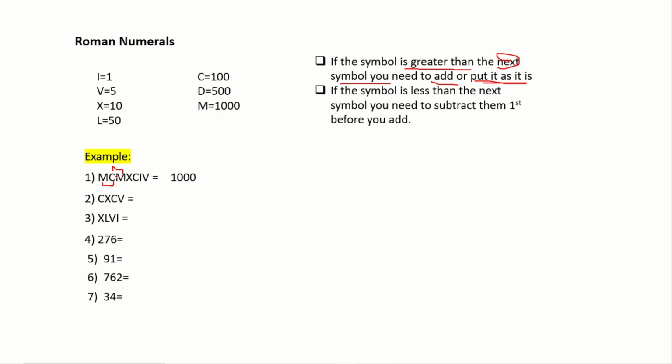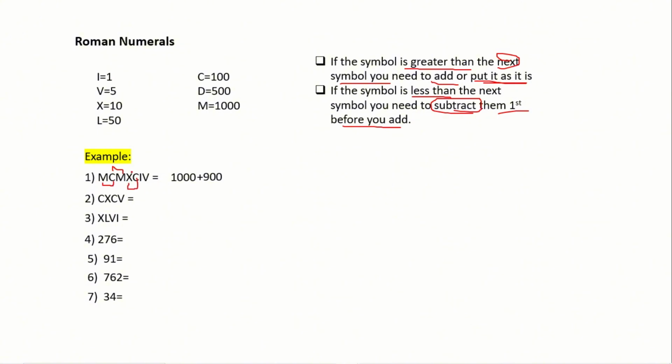Our next is C and M. We know the value of C is 100, which is less than 1,000. As it says in the rule, if the symbol is less than the next symbol, we need to subtract them first before we add. So we need to subtract 100 from 1,000, which is 900, before we add. Okay?